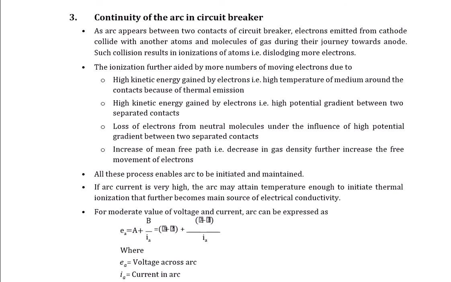If the arc current is very high, the arc may attain a temperature enough to initiate thermal ionization that further becomes the main source of electrical conductivity. So it is like a cycle: if ionization increases, or if arc current is increased, then again ionization is increased, and it will again increase the arc, then again increase the ionization, so it repeats itself.